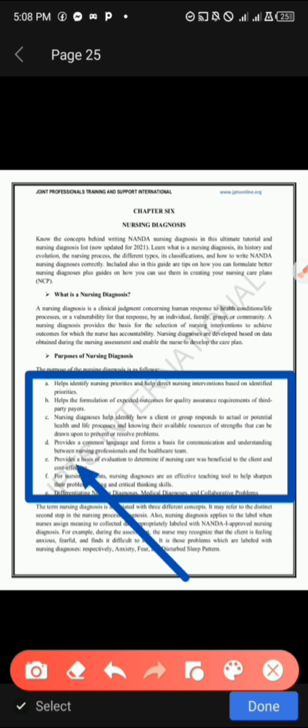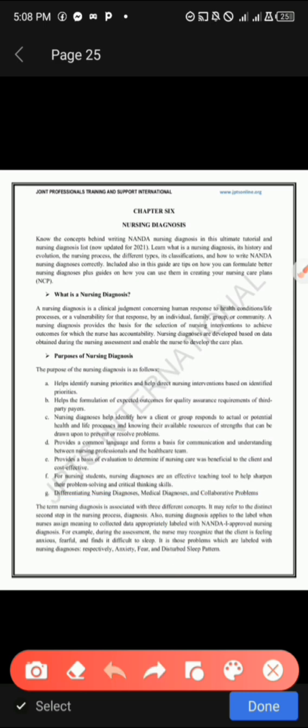For nursing students, nursing diagnoses are effective teaching tools to help sharpen their problem-solving skills. Critical thinking needs to be applied. A nurse needs to think critically before applying any method. Because of what? Because nurses are like second God after God.